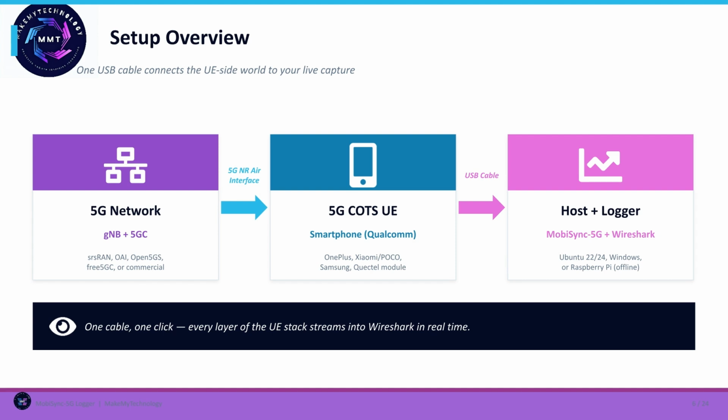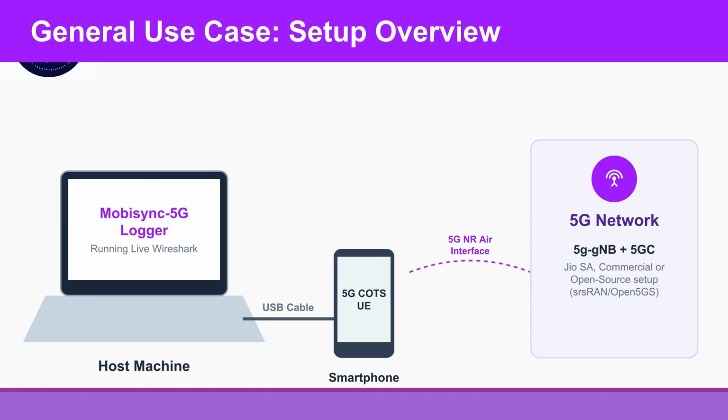A 5G network connects to a 5G COTS UE via the 5GNR air interface. A single USB cable connects the UE side world to your host machine, running the Mobisync 5G Logger and Wireshark for live capture. This general use case setup involves the host machine running the Mobisync 5G Logger and Wireshark, connected by a USB cable to a COTS smartphone. The smartphone connects to the 5G network via the 5GNR air interface.